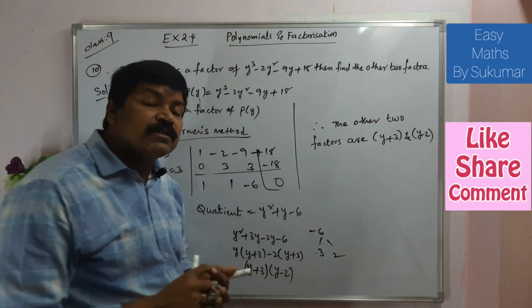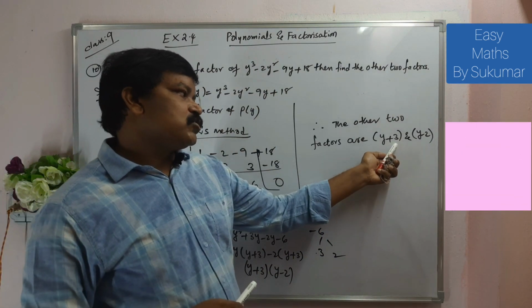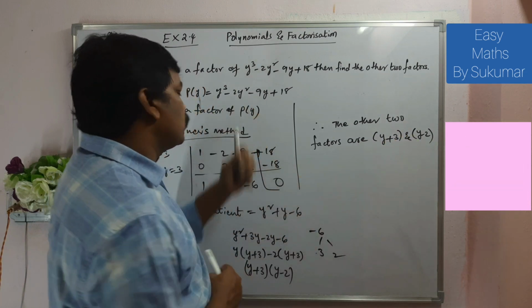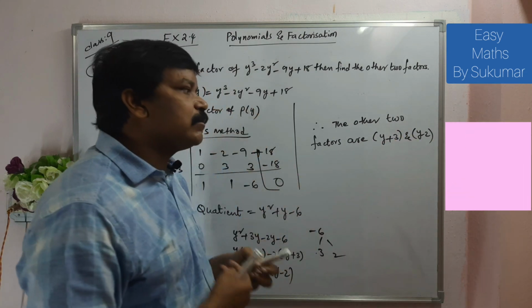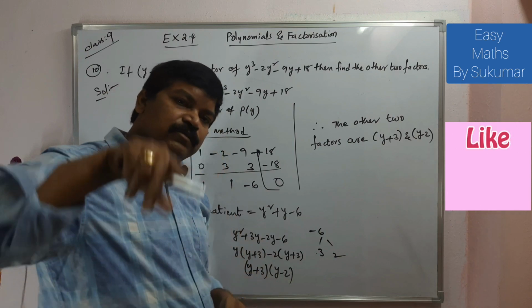You can verify also, my dear students. Just substitute minus 3 and plus 2 in the given polynomial. Then p of minus 3 and p of 2 should be equal to 0. Right.